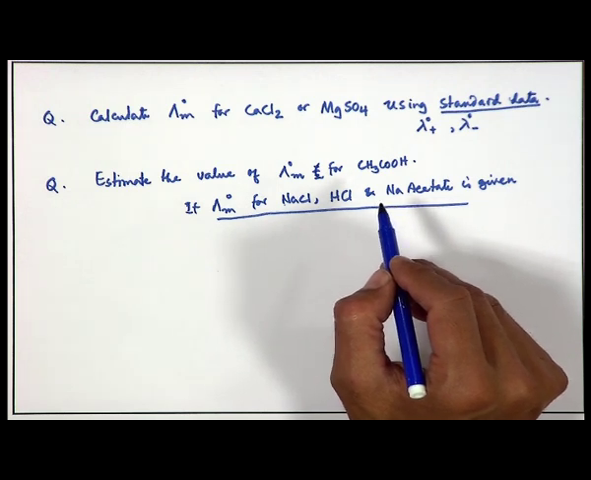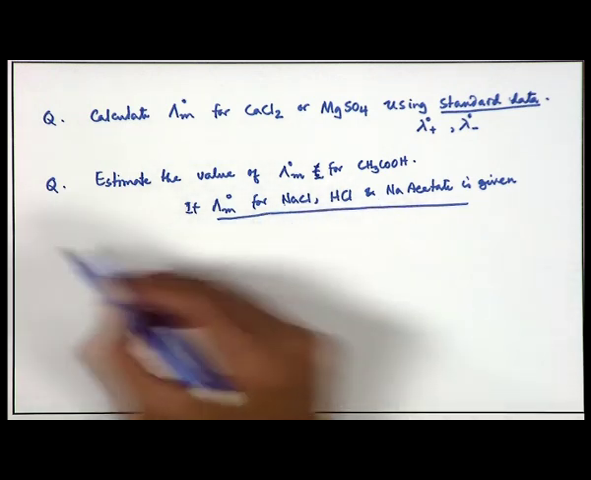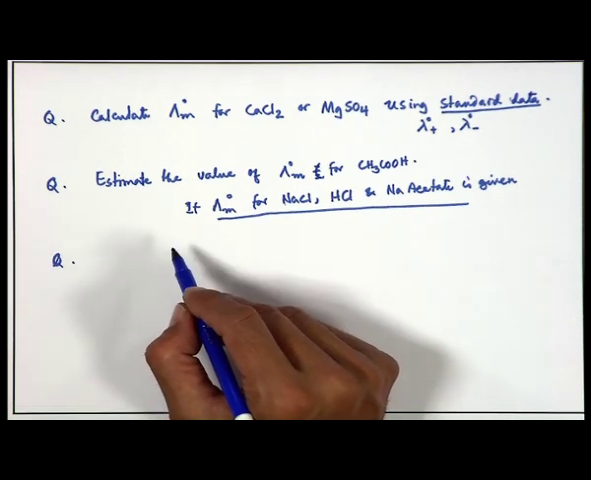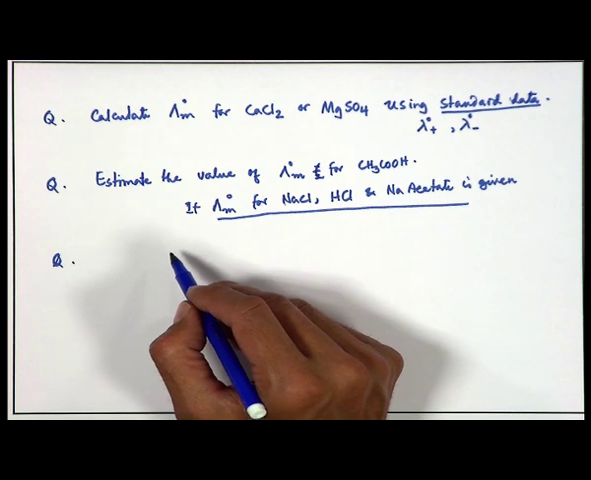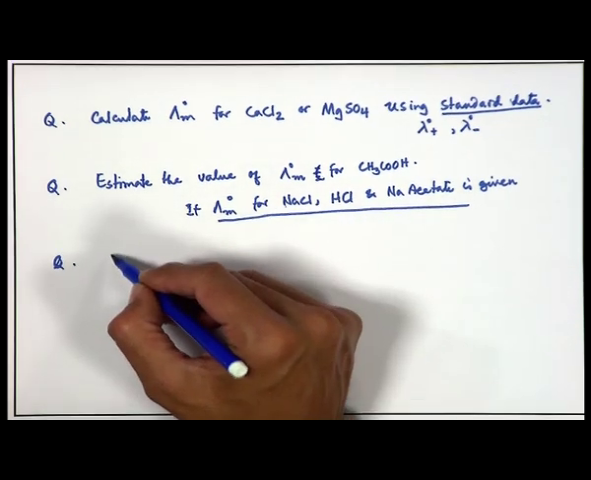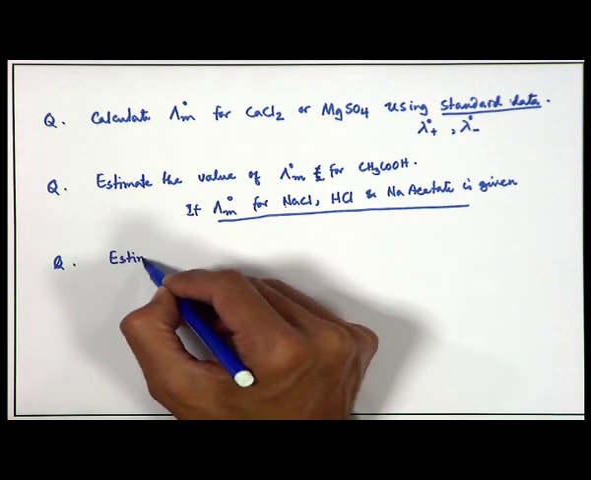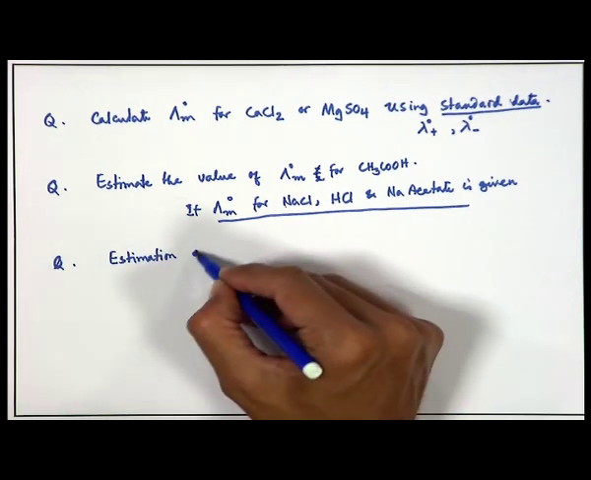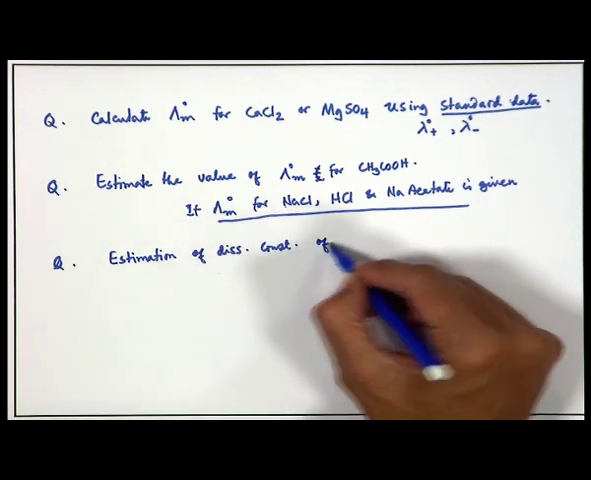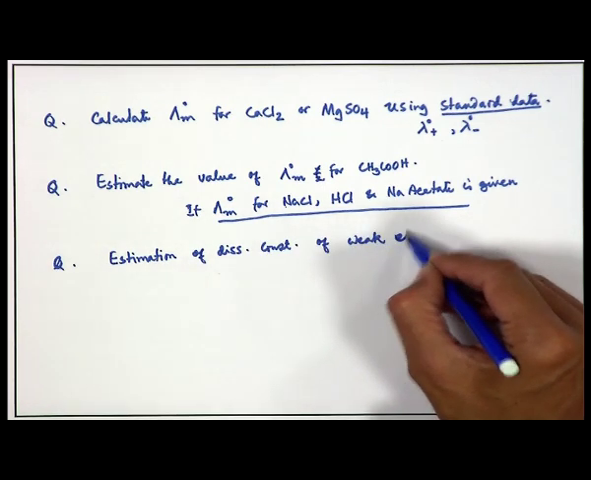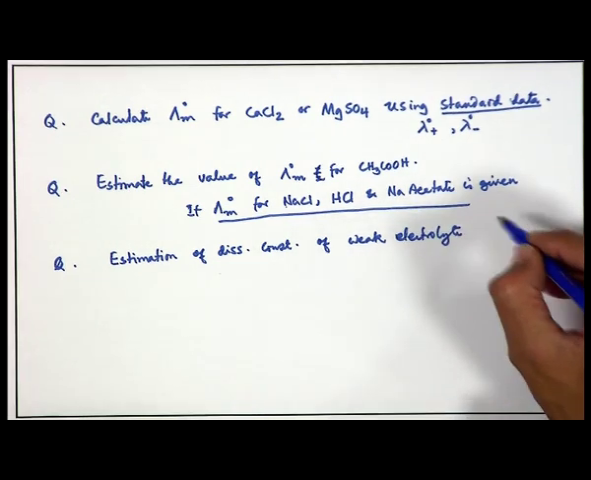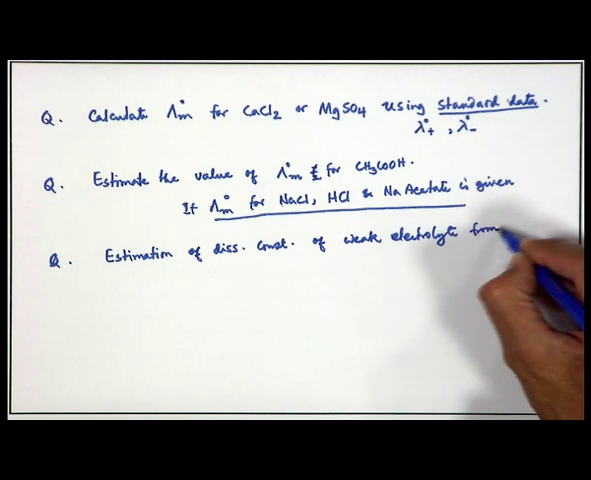In the same way, if the conductivity of a solution is given, can you find out the dissociation constant of a weak electrolyte, like I just explained to you? So, estimation of the dissociation constant of a weak electrolyte from conductance data.